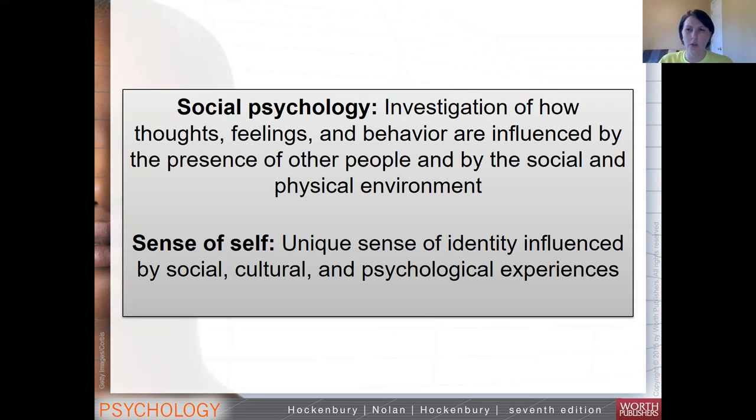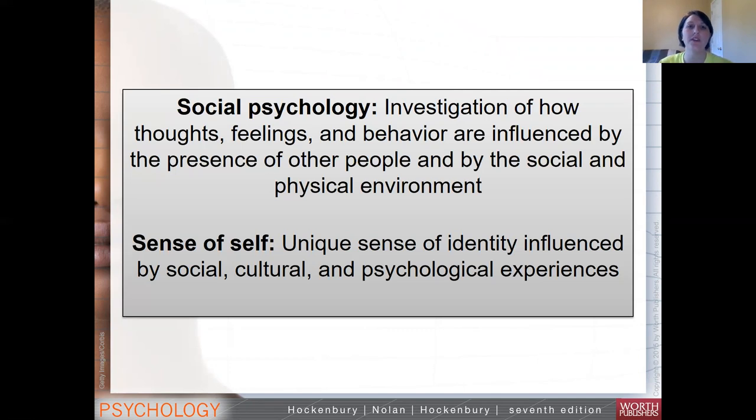You might ask yourself, what do you mean by the perceived presence of people? That is, how do you act when you think you're being watched? Even if there isn't somebody there, if you're standing in front of a mirror and you think it's a two-way mirror, you'll act differently than if you are by yourself. You act differently if you are with a group versus a friend versus an acquaintance versus by yourself. All of these things influence how you think, how you feel, how you behave. So social psychology looks at all of those things and how that influences a person.